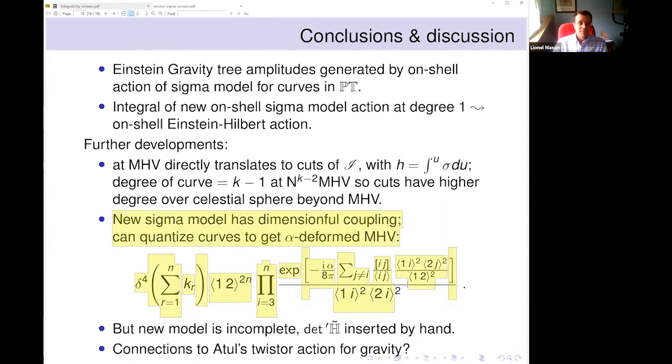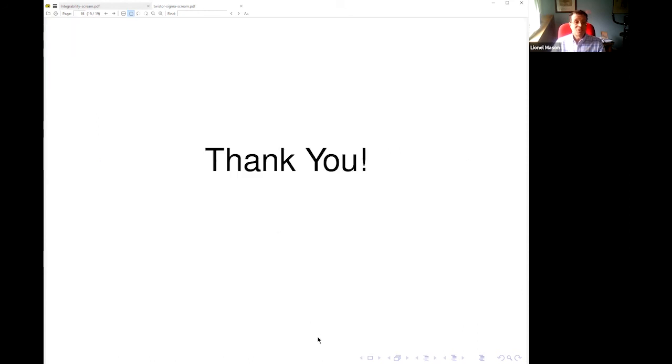A completely fanciful idea: maybe we can quantize this sigma model. You know, we get some weird formula, and who knows what that means. There's still a degree of incompleteness in terms of reformulating Einstein gravity in twistor space. We had this extra fudge factor, which I didn't really explain very much. It was inserted by hand because we knew it had to be there. And I have a super strong research student at the moment who just came up with a twistor action for gravity. So I have some vague hopes that this could connect directly to that too. Okay, so thank you very much, and thank you for bearing with me. Cheers.